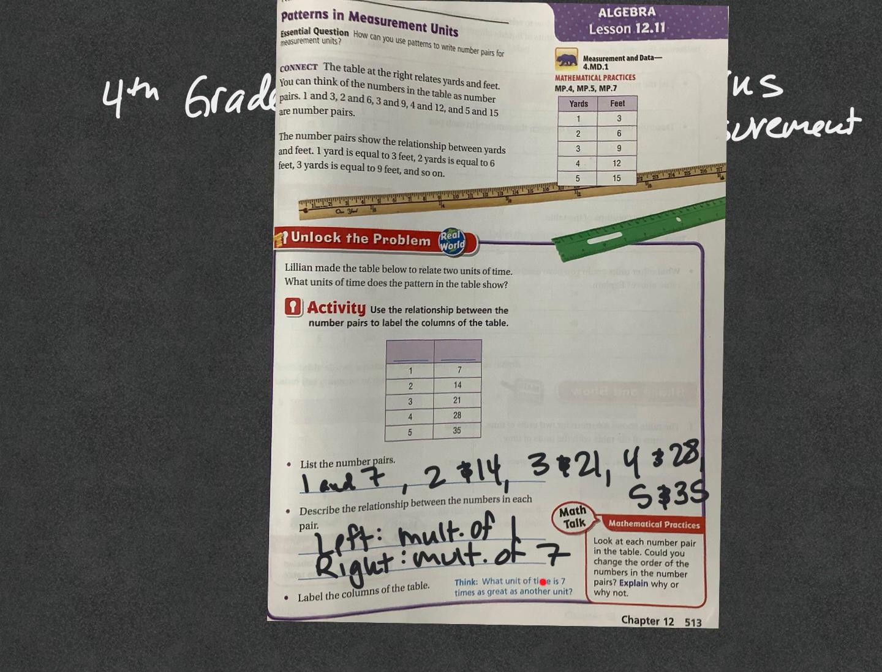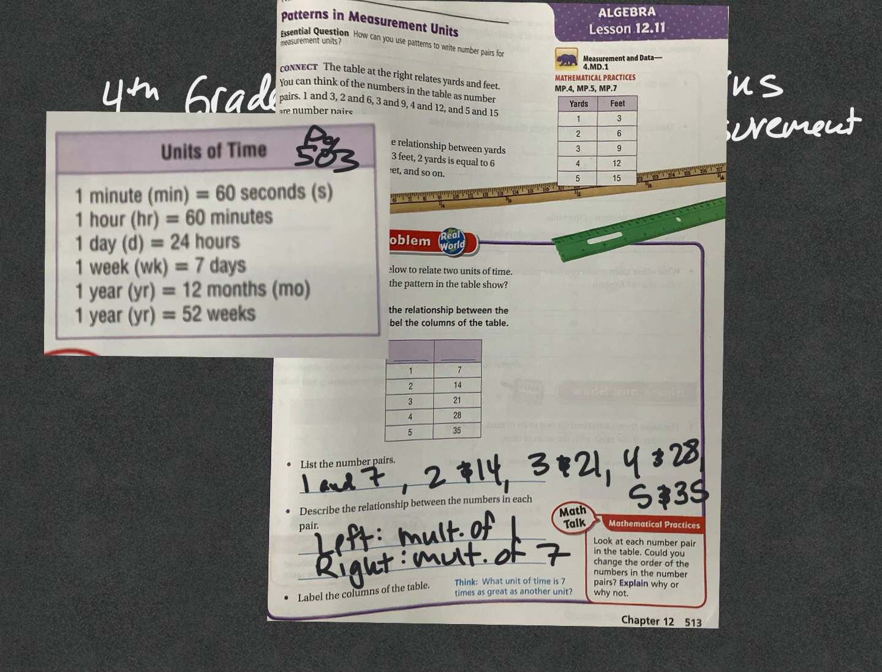Well, what unit of time is 7 times as great as another unit? Maybe you know in your mind which one is a 1 to 7 ratio, a 1 to 7 comparison. But if not, they said look at the units of time. So I would flip back to page 503 to this little key here. And we have 1 to 60, 1 to 60, 1 to 24, 1 to 7. Here it is, right here. 1 week is the equivalent of 7 days. So this must be representing the week, and this must be representing the days. So our answer is 1 week is 7 days, 2 weeks, 14 days, 3 weeks, 21 days, 4 weeks, 28 days, 5 weeks, 35 days.